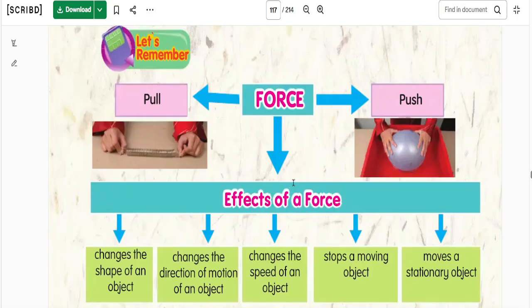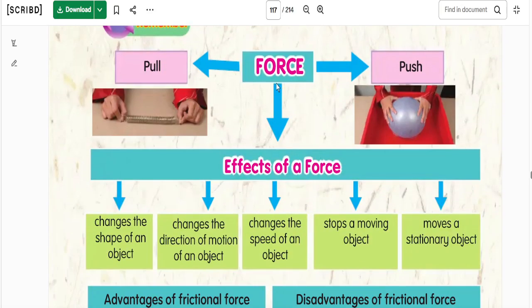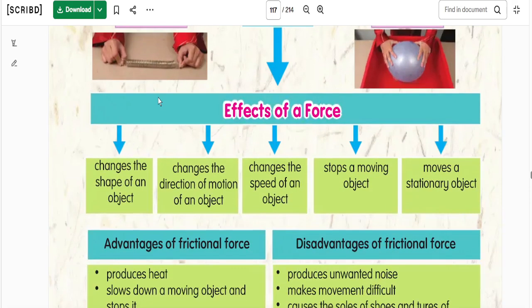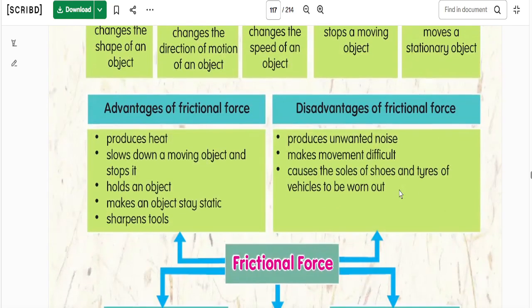Yeah. So let's summarize what we did. Basically, force is a pull or a push, right? Pulling means moving it away from us, and pushing means moving it closer, right? The effects of force are that we can change shape, change direction, change speed. It can stop a moving object. It can move a stationary object.